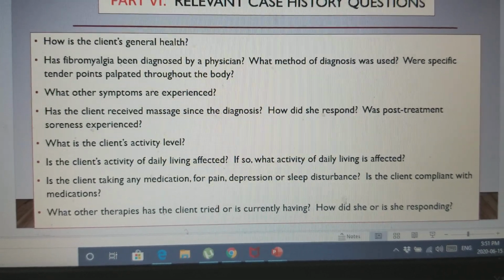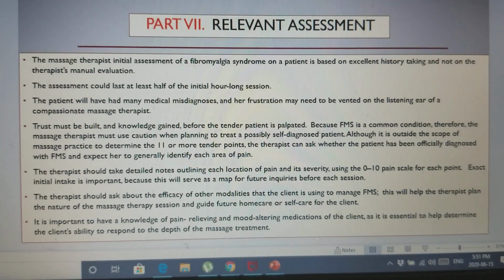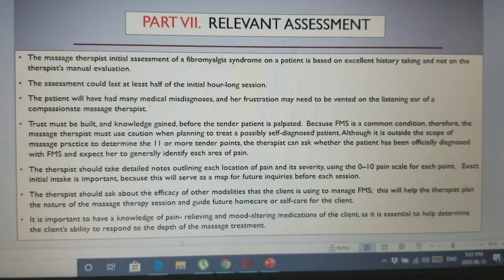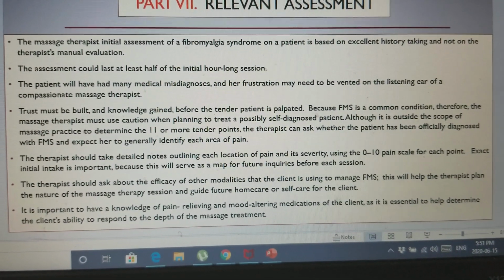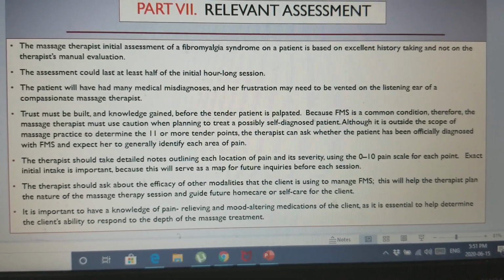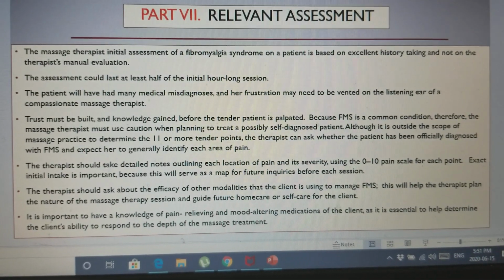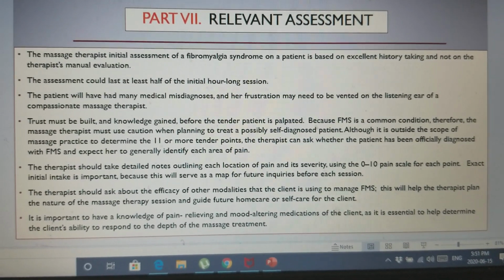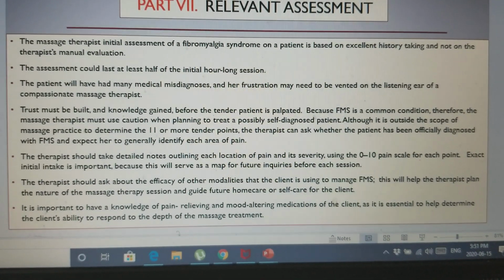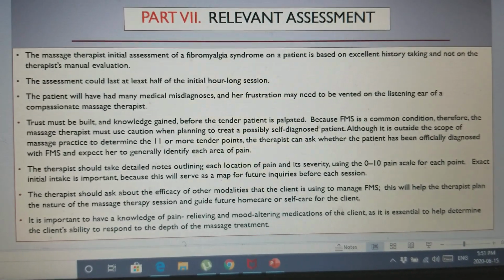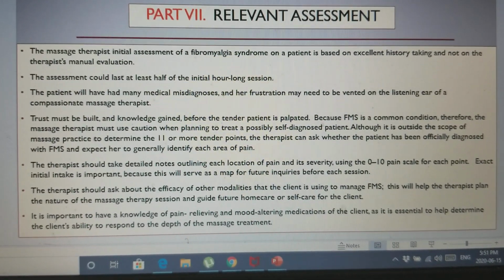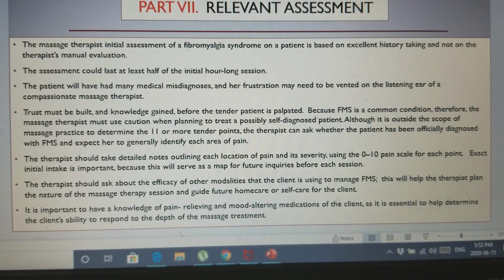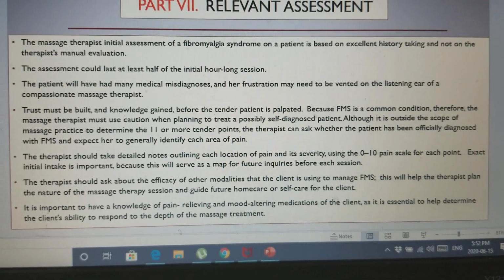Okay, moving on. This topic here is about relevant assessment. So I'm talking about the fibromyalgia condition with regards to the massage therapist. This is something that a registered massage therapist can do in assessing the fibromyalgia condition.